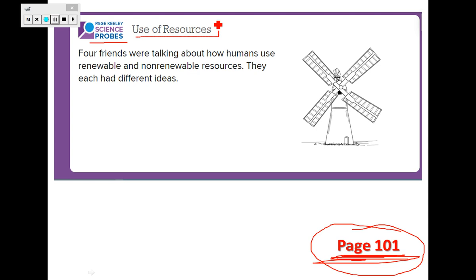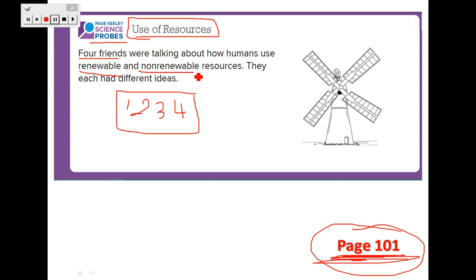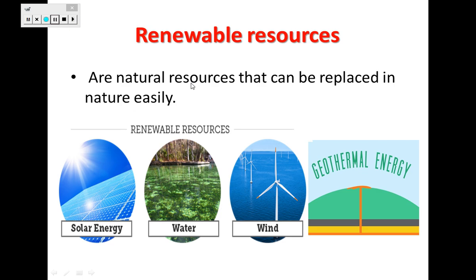Use of resources. Four friends were talking about how humans use renewable and non-renewable resources. They each had different ideas. So we have four friends, one, two, three, four. And these four friends will be talking about renewable and non-renewable resources. Before we see what they are going to talk about, let's remind ourselves the meaning of renewable and non-renewable resources.